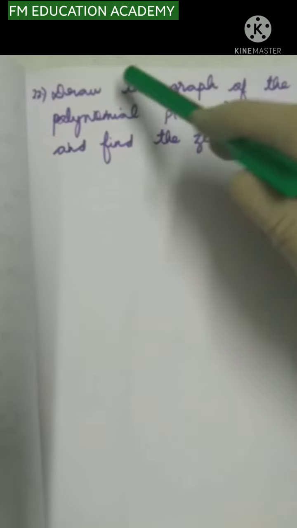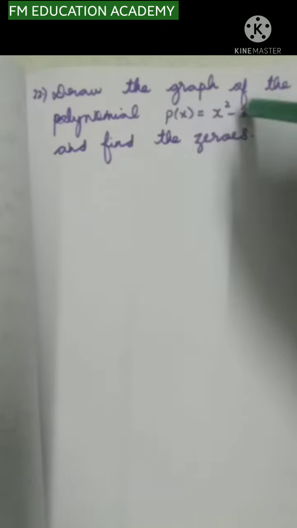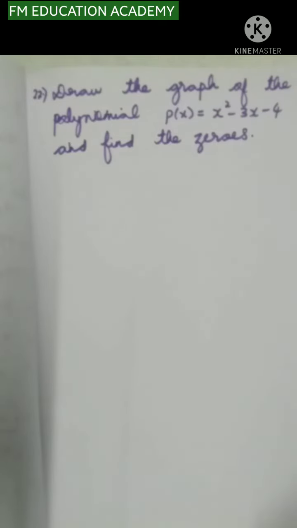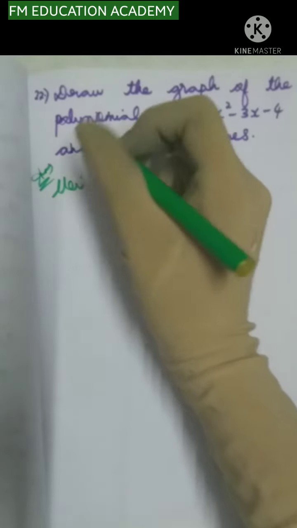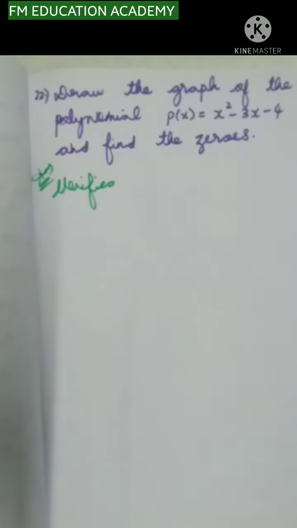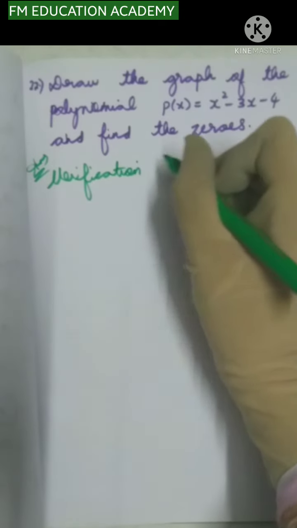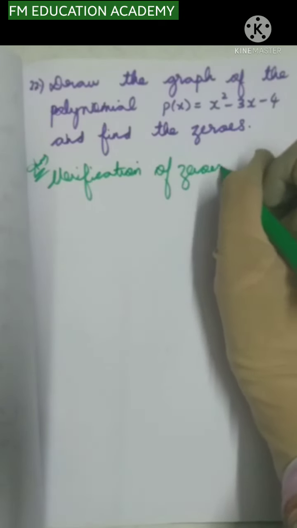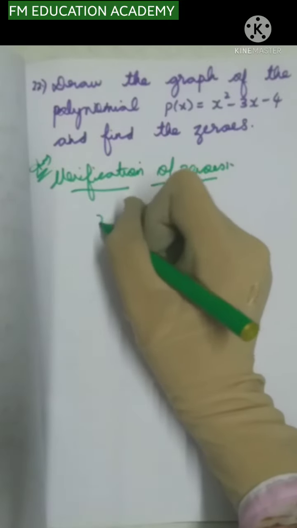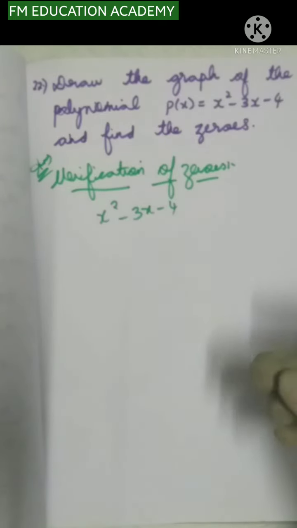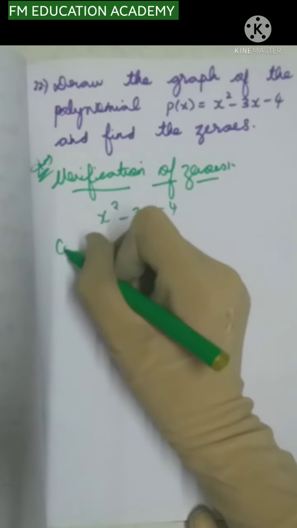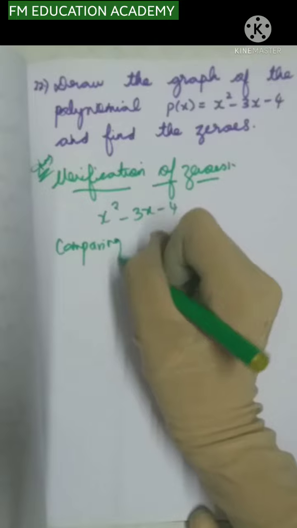First, what did I tell you? To draw the graph, first find out the zeros. So finding out the zeros. What is the quadratic equation given to us? X square minus 3x minus 4. How to find the zeros? Either you can use splitting the middle term or you can use the quadratic formula. Okay, so here we have to compare this with ax square plus bx plus c.